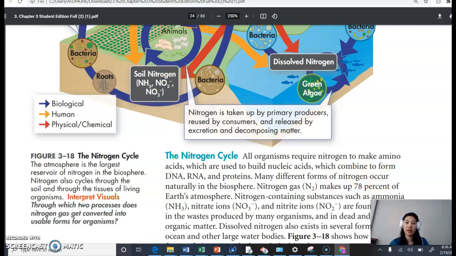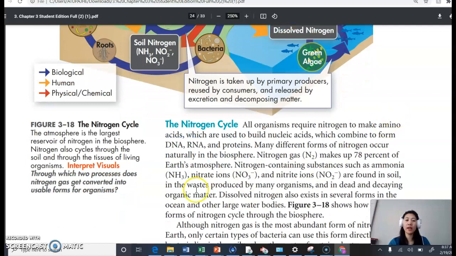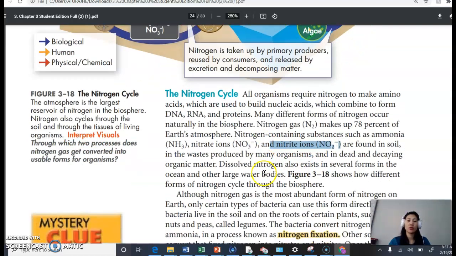So these different forms of nitrogen occur naturally in our biosphere. Nitrogen gas, N sub 2, makes up about 78% of the Earth's atmosphere. So what are these nitrogen-containing substances? They can be ammonia, NH sub 3, nitrate ions, NO sub 3, and nitrite ions, NO sub 2. They are all found in soil, in the wastes produced by many organisms, and even in dead and decaying organic matter. So those are examples.